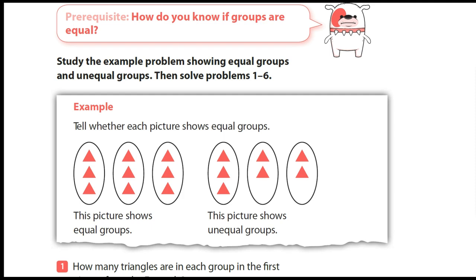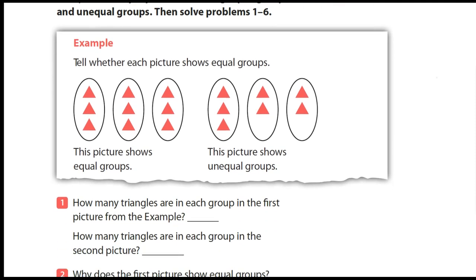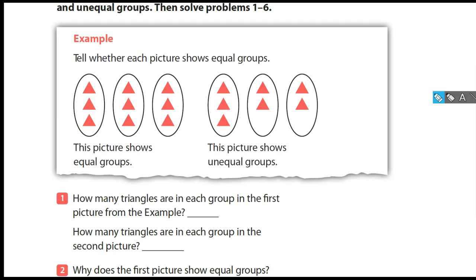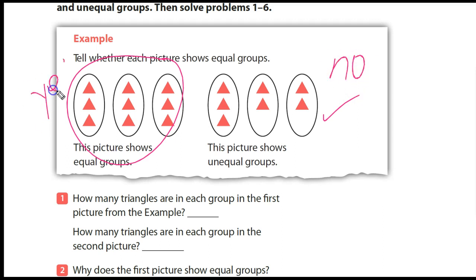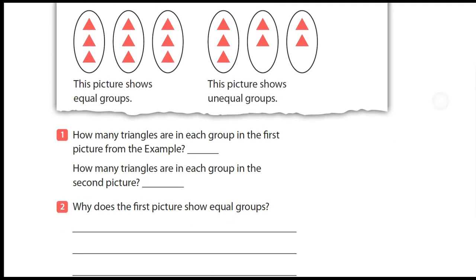All right, so it says, example, tell whether each picture shows equal parts. So which picture shows equal parts? The one on the left or the one on the right? This one right here, right? Because each group has the same number of triangles. Does this one have equal parts? No. Equal parts.